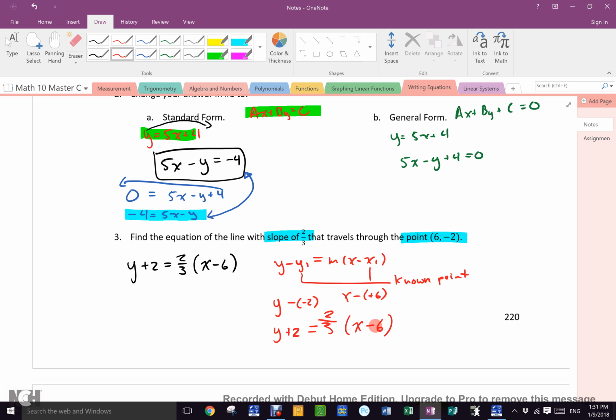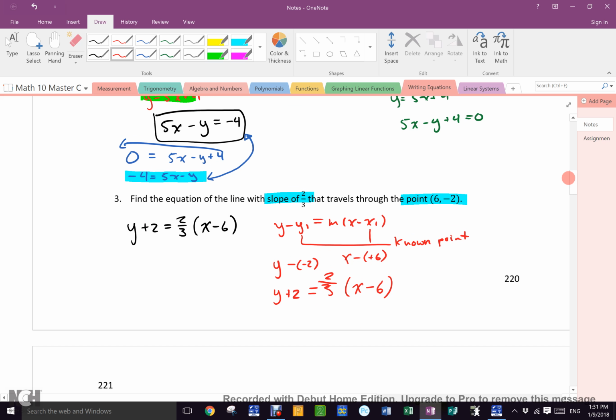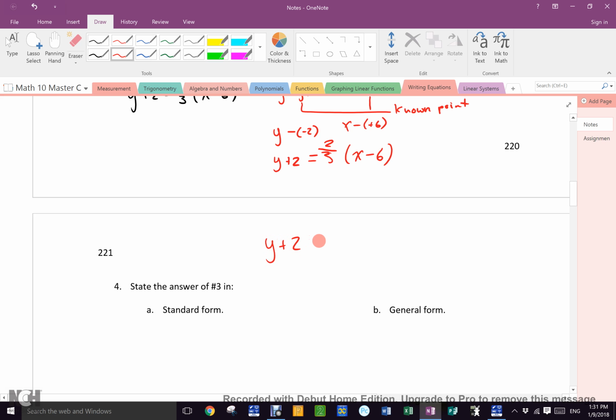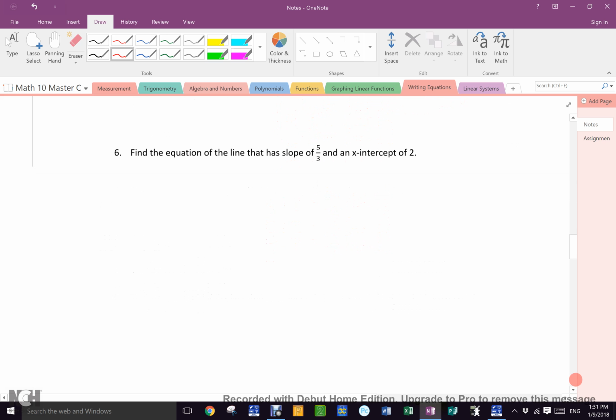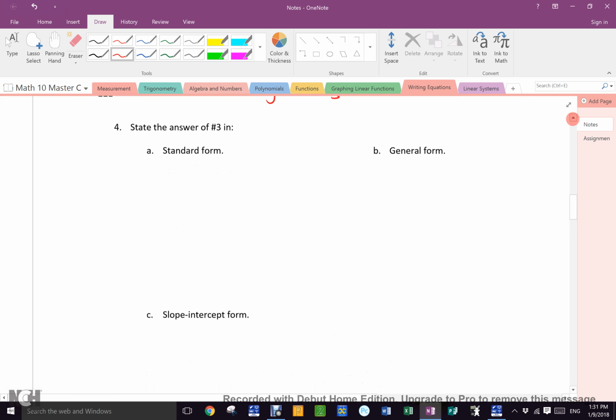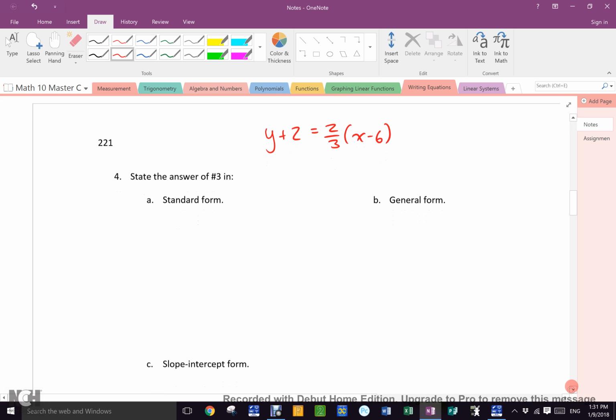Remember we did a couple of days ago how we had to make them equal 0, and if I put 2 and 6 in, it didn't work. Right? So this is the equation with which we are working. Y plus 2 equals 2/3 x minus 6. Now, I want to do that equation in the other 3 forms.